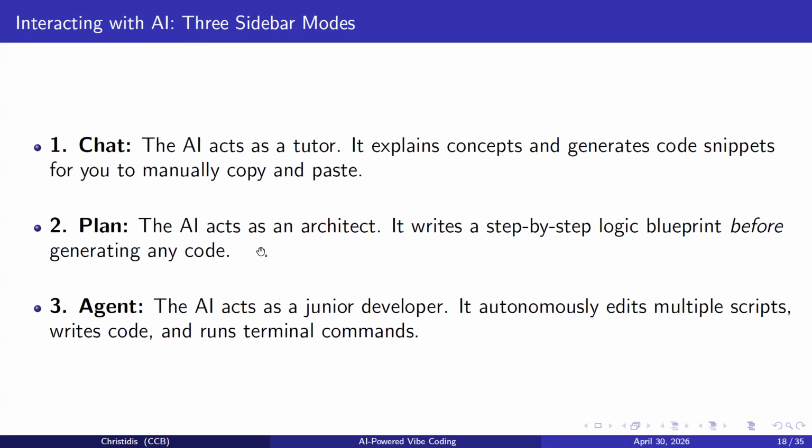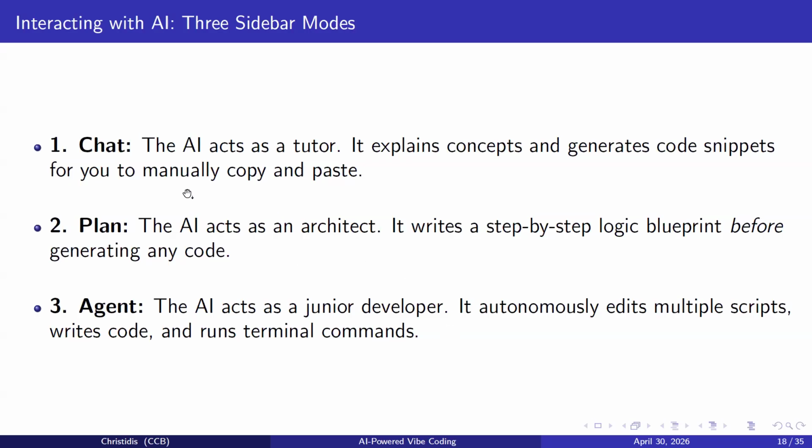Agent, as you probably all know, basically acts as a junior developer. It can autonomously edit multiple scripts, write code, and run terminal commands. So it can not only write code, but it can actually test code. It will always ask you if it's allowed to run code, but it can also run code. So it's great for debugging.